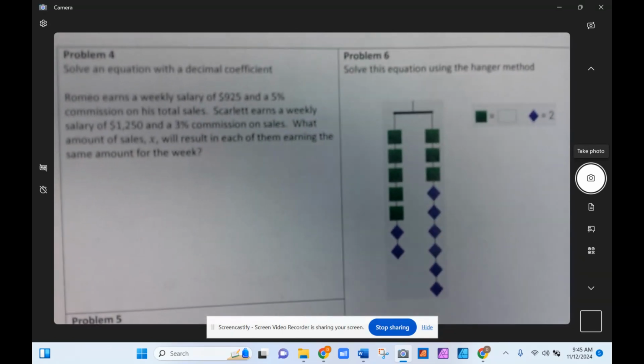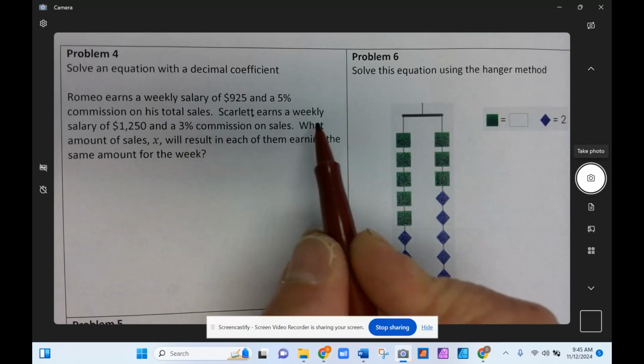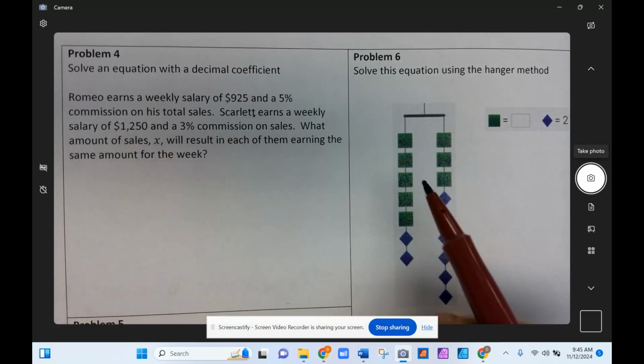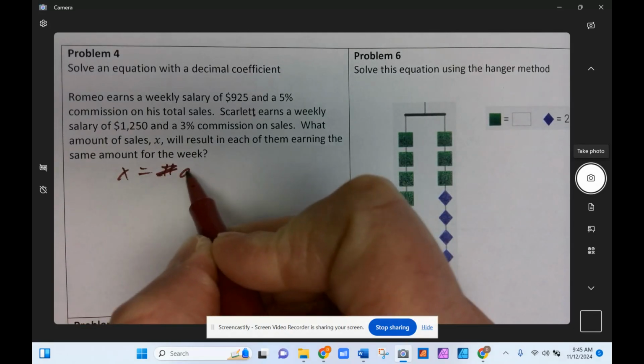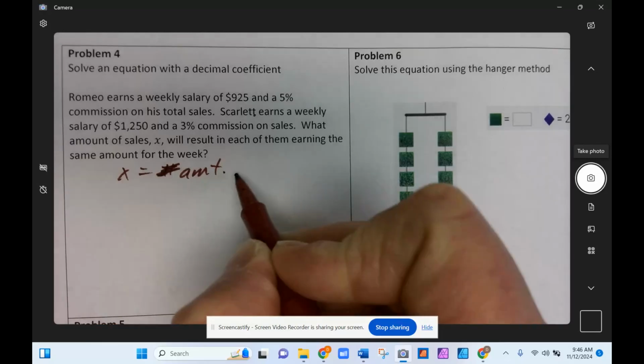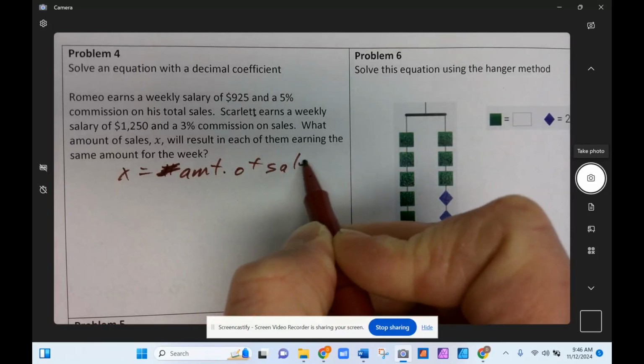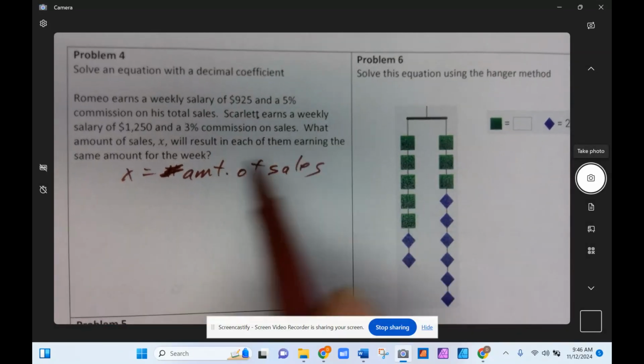Is this not focusing? Come on. And then similarly, Scarlet makes $12.50 a week with a 3% commission. What amount of sales, x? So we'll say x equals amount of sales, rather than number, because that's a weird way to say it. Amount of sales will result in each of them earning the same amount.